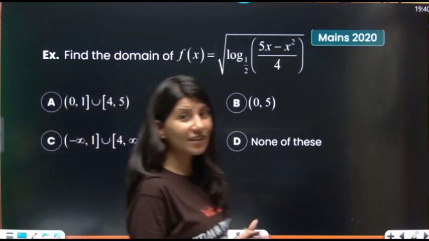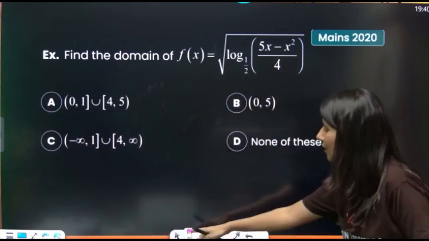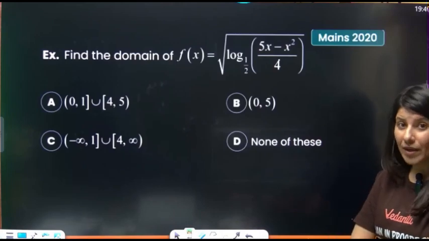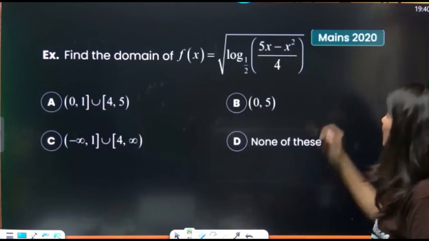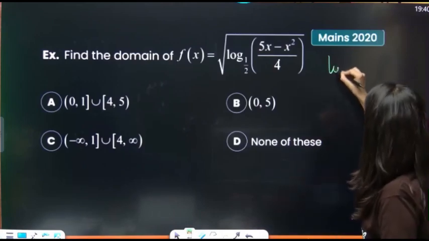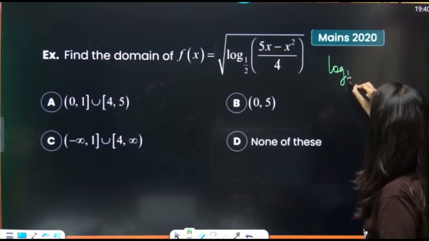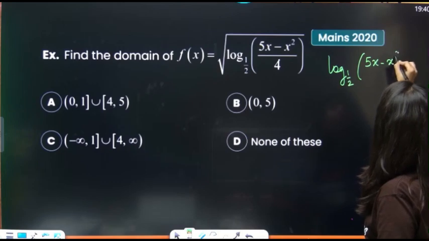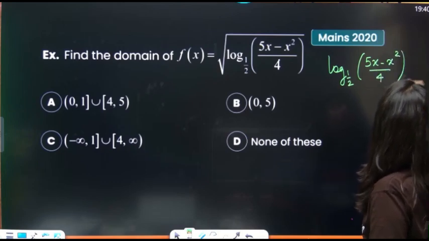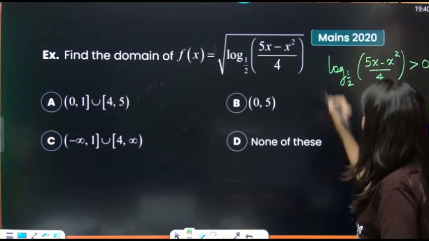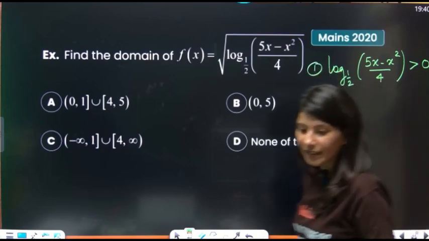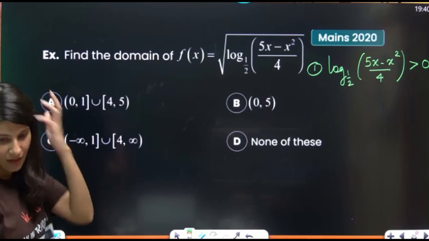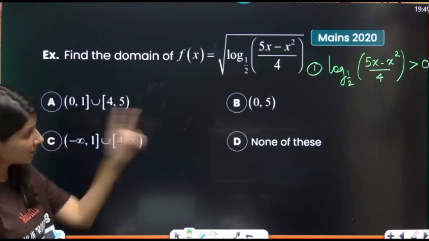So first thing, see there are multiple things over here. So let's do one thing now. Let's first of all talk about square root. Any expression inside the square root should be positive. How many of you have already done this first step?